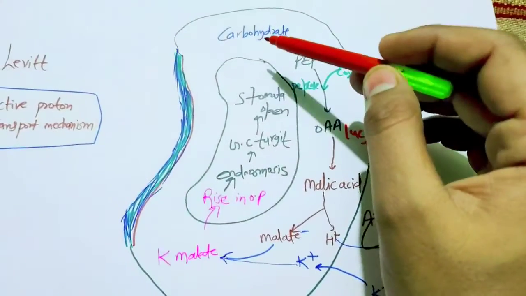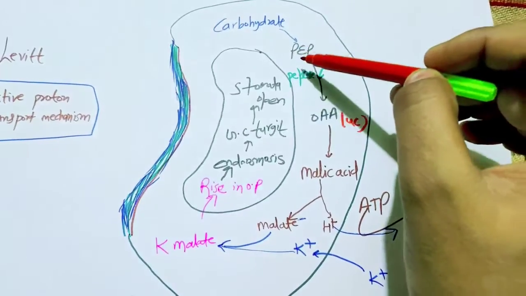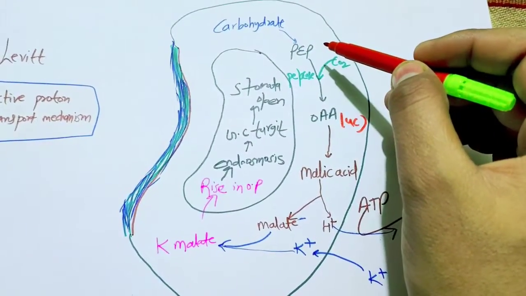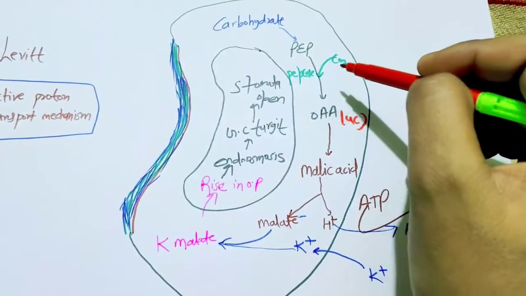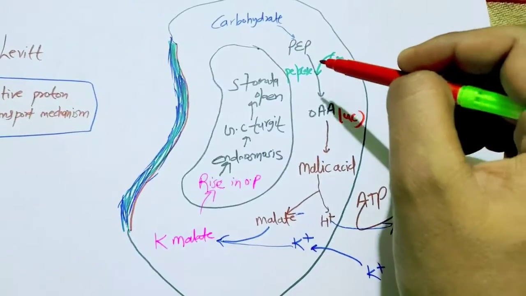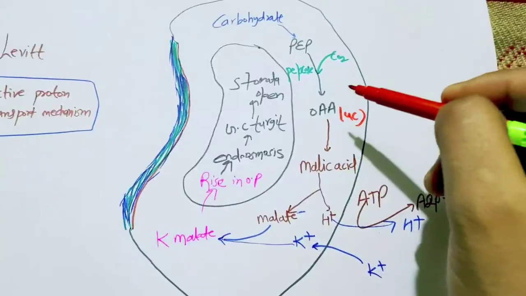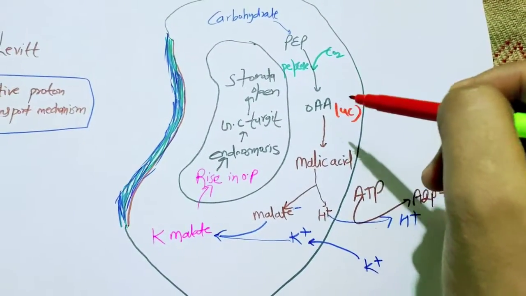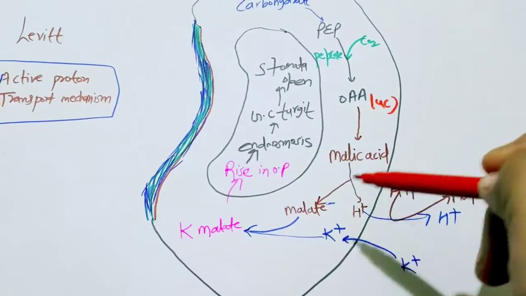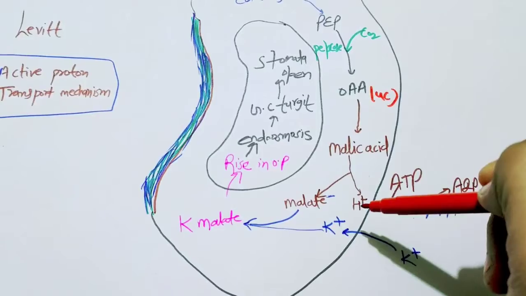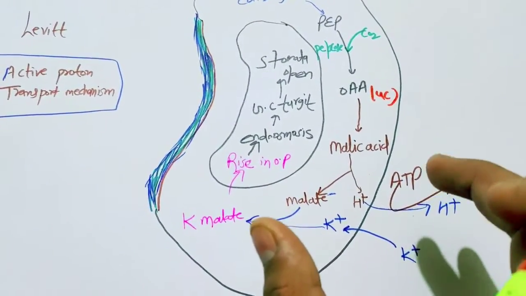First of all, your guard cell will synthesize a carbohydrate, which will be converted into phosphoenol pyruvate. This is a 3 carbon compound. In the presence of an enzyme and CO2, it will convert into oxaloacetic acid, which is a 4 carbon compound. After some time oxaloacetic acid will also convert into malic acid, and malic acid will be degraded into malate ion and H plus ion. Now this is the most important step of your whole mechanism.